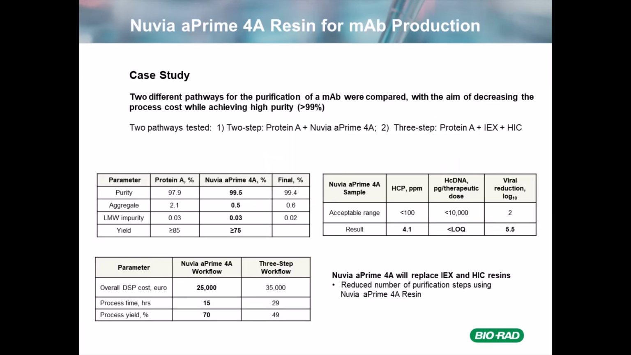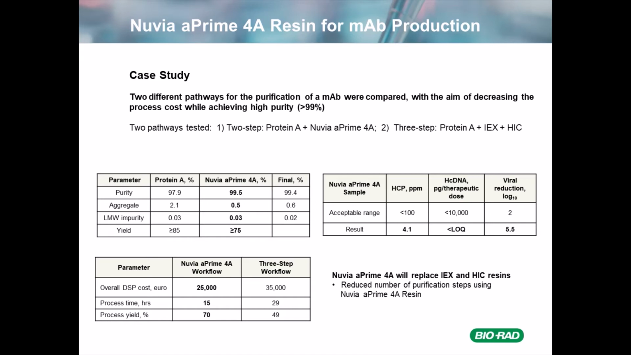So here is a case study with the data offered by one of our clients. They used to purify a mAb using a 3-step process: protein A followed by an ion exchanger and then a HIC column. With Nuvia aPrime 4A, they were able to cut this short into a 2-step process with protein A followed by Nuvia aPrime 4A.